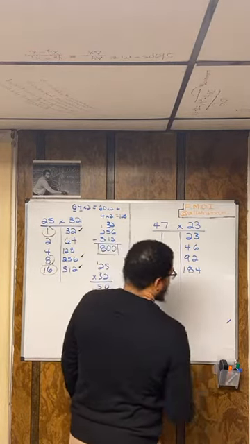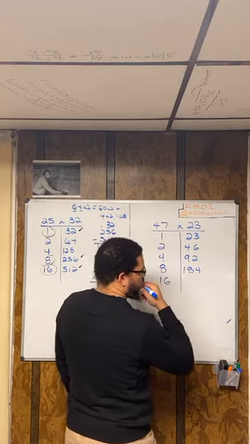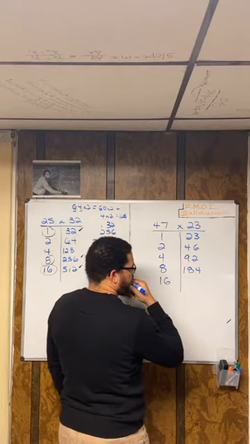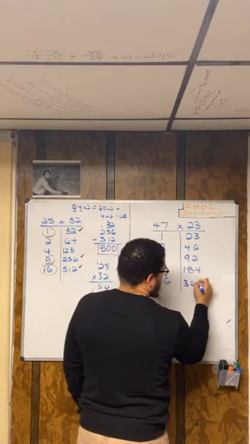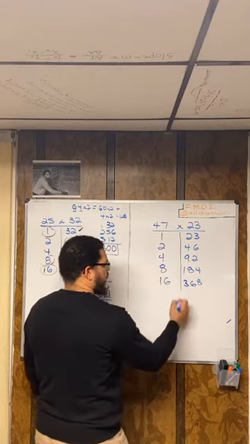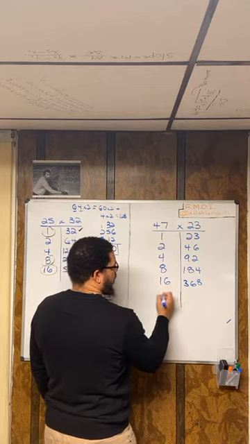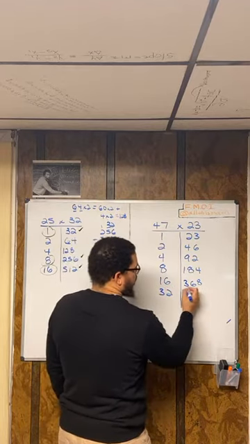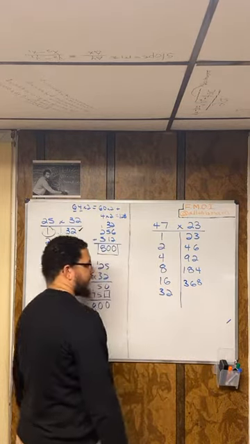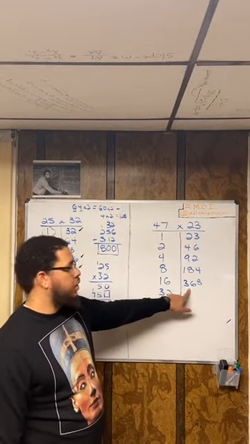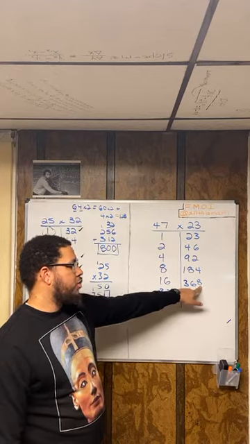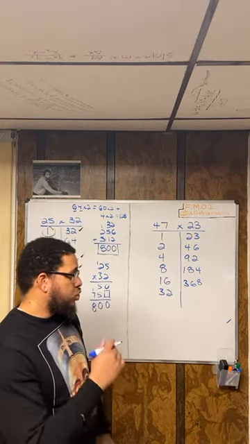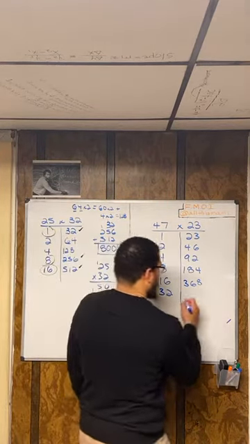But 184 times 2, 100 times 2 is 200. 80 times 2 is 160. That's 360. 4 times 2 is 8. So that's 368. Right? Let me extend that some. Double 16, you get 32. Double 368, you get 736. Double the 300, you get 600. Double the 60, you get 120. So that's 720. Double the 8, you get 16. 720 plus 16 is 736.